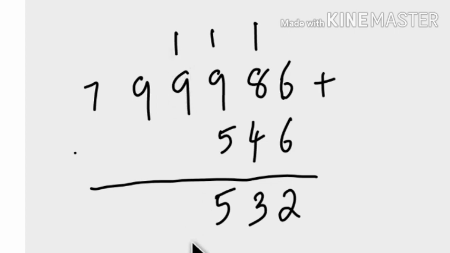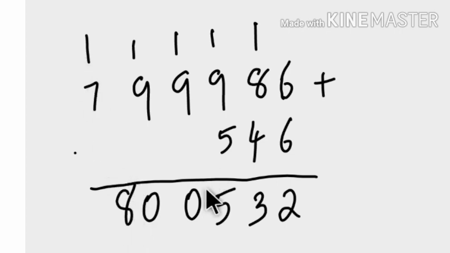9 plus 1, 10. 0 here, carry here. 9 plus 1, again 10. 0 here and carry here. 7 plus 1 is 8. So 8,00532 is the answer. 8,532,000.